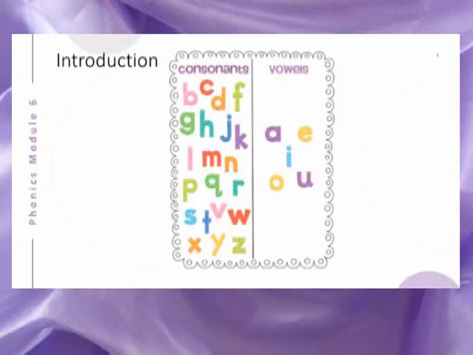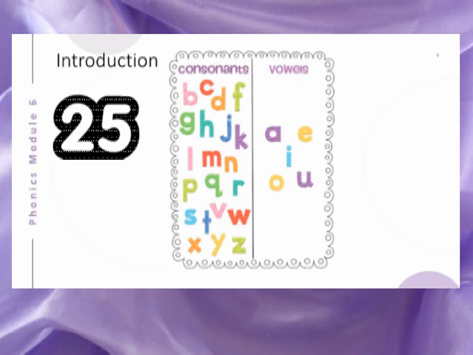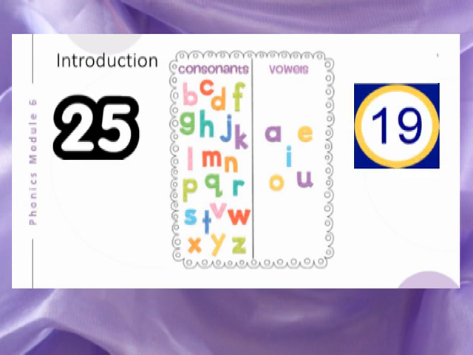The 26 letters of the English alphabet are divided into two major categories, consonants and vowels. For the teaching of reading, we can consider the American English language to contain 44 separate and distinctive phonemes. We have noted that 25 of these are consonant phonemes. Therefore, there are 19 vowel phonemes.